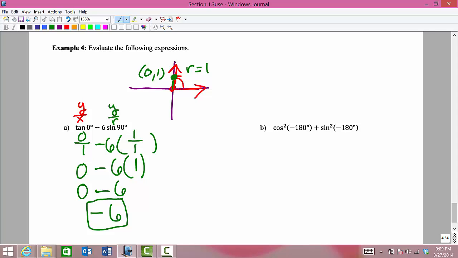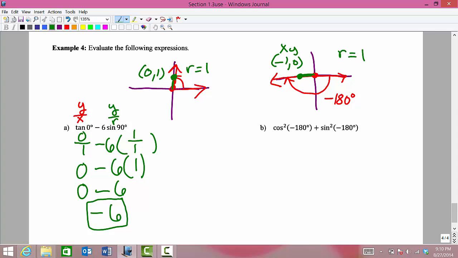For part B, we're looking for cosine squared of negative 180 degrees plus sine squared of negative 180 degrees. So we just need to find where the terminal side of negative 180 degrees is going to stop. And I'm going to go negative 90, negative 180. So it's a half rotation in the negative direction. We want to pick our point that lives on our terminal side, which would be (-1, 0). So our x and our y, and our r we know is 1. Just the distance here will be 1.